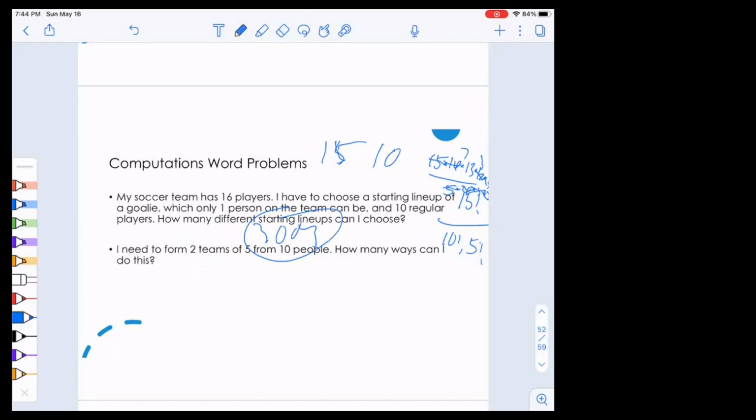And the second one is I need to form 2 teams of 5 from 10 people. How many ways can I do it? So this one is basically the same concept, except that there's just an additional team. So we're still choosing 5 from 10, except the ones that aren't chosen are going to form their own team. Now, for the first one, the goalie can only be one person. So there's just one specific person. You don't have to multiply it by 16. For the second one, we're just choosing 5 from 10. So 10 choose 5.